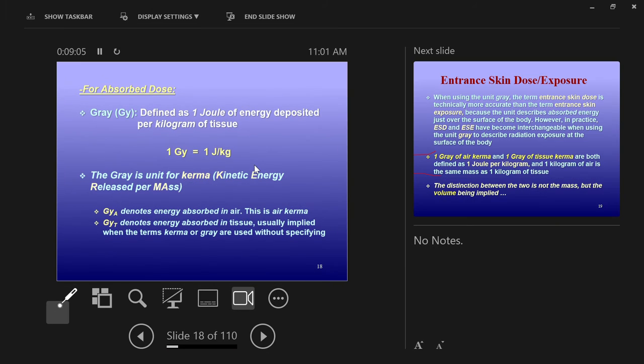In this case, just to give you the definition of a gray, 1 gray is a joule of energy deposited per kilogram of body tissue. So if you weighed 1 kilogram and you got 1 joule worth of energy from radiation, you got 1 gray's worth of radiation.